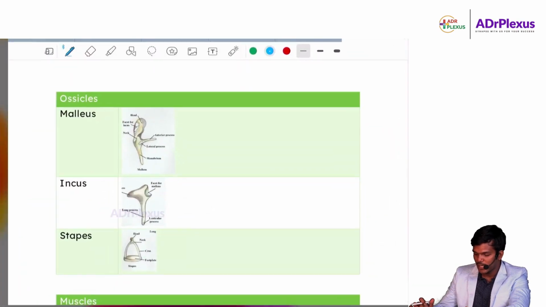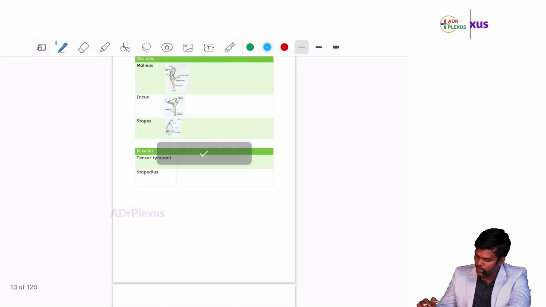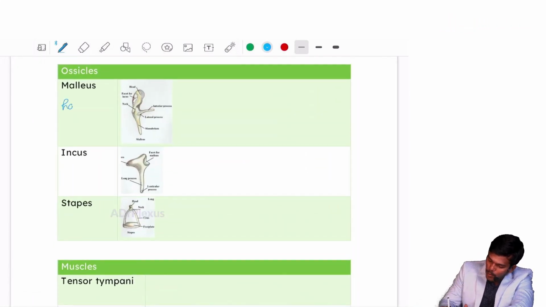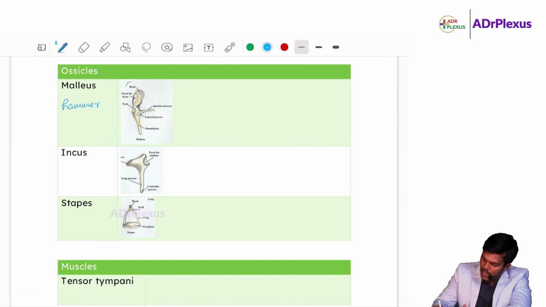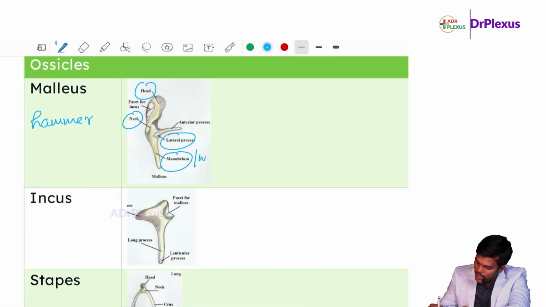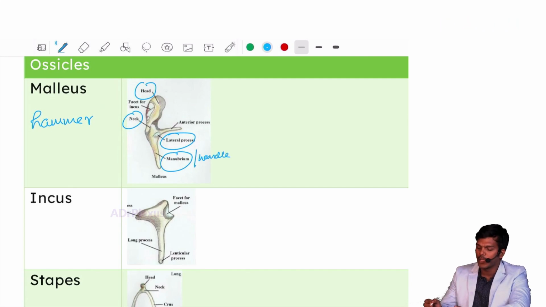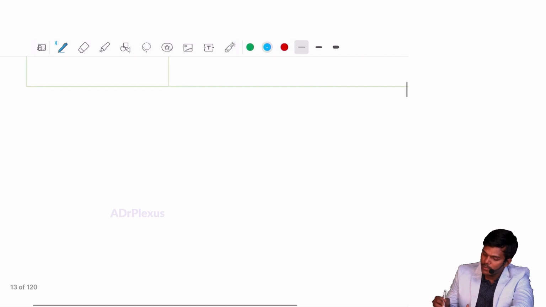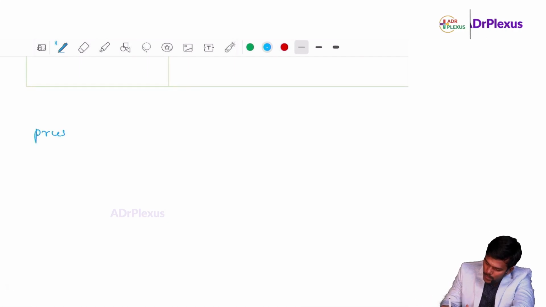Okay, now we can write it down. So malleus is nothing but a hammer like bone. It is having a head, it is having a neck, it is having a lateral process, it is having a manubrium or otherwise called handle. So these are the things that you know about malleus. Now we immediately learn about the Prussak's space.